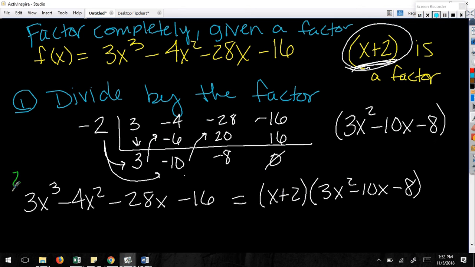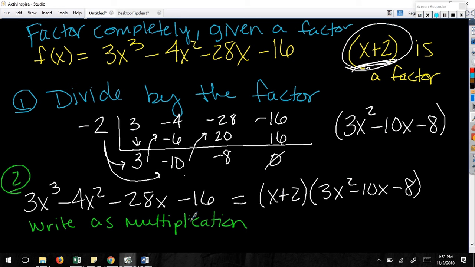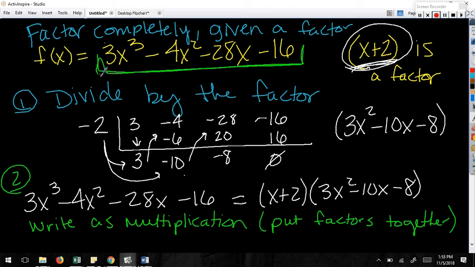Which is to write as a multiplication problem. In other words, put the two factors together. Put the factors together. Now, what were the initial directions? Go back up to the top. What did it tell me to do to start with? Factor completely. My goal was to take this and factor it.